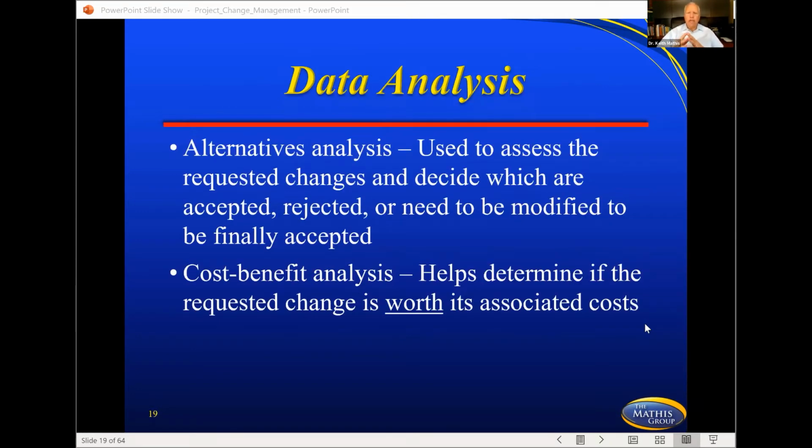Okay, so let's look at some of the analysis. Under data analysis, alternative analysis is used to assess the requested changes, decide which are accepted, rejected, and need to be modified. A cost-benefit analysis helps determine if the requested change is worth its associated cost. Now, when we talk about cost-benefit analysis, you're looking at it from the aspect of, if I invest $5,000 here, am I getting $5,000 worth of value for this change request?